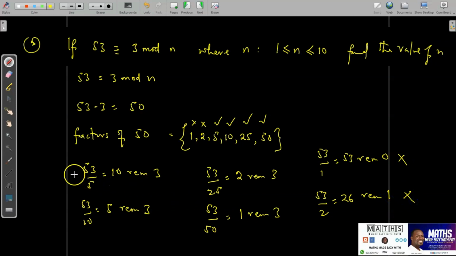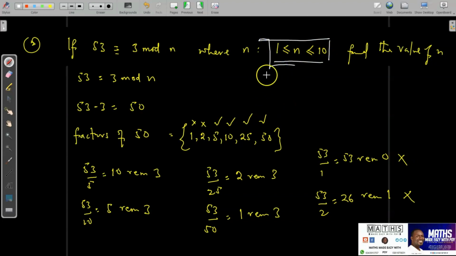So we've seen that we have 5, 10, 25, and 50 as possible solutions to this question because we are looking for the modulus. But remember, they told us that the modulus lies between what? It lies between 1 and 10, 1 and 10 included, right?